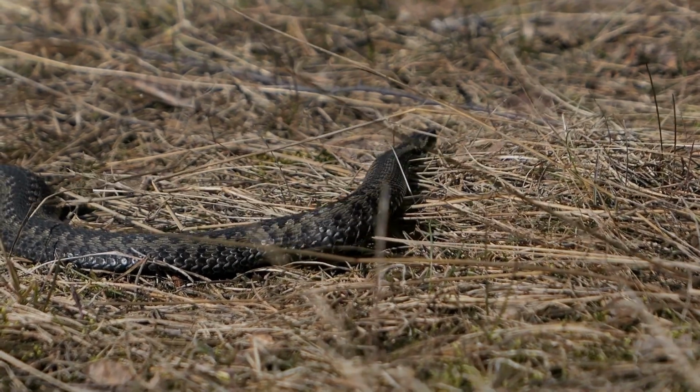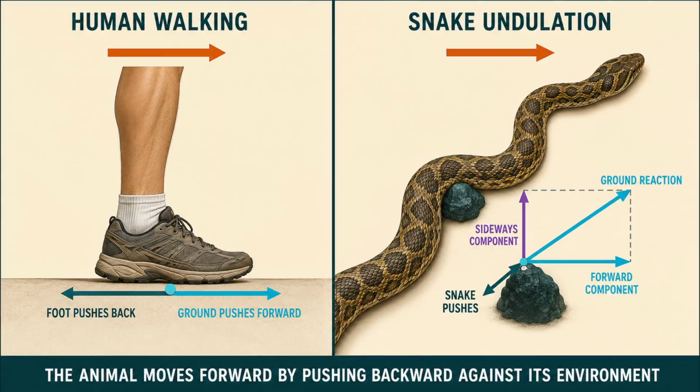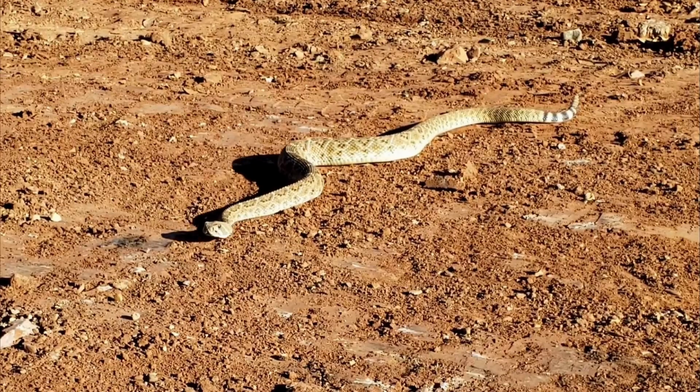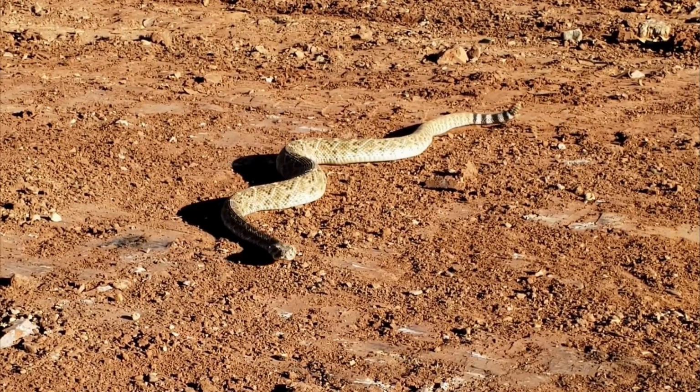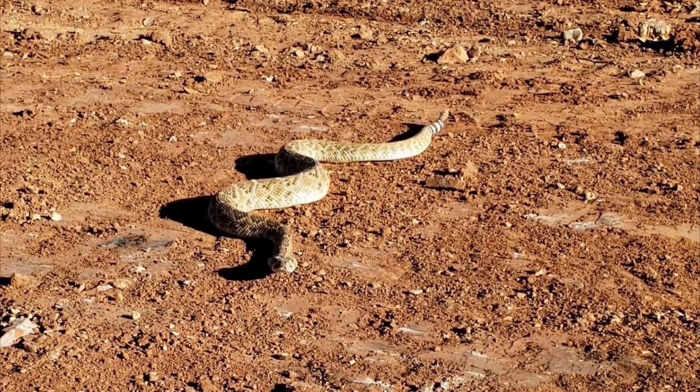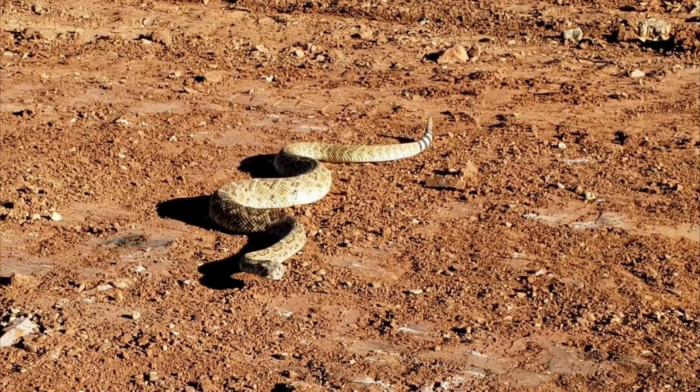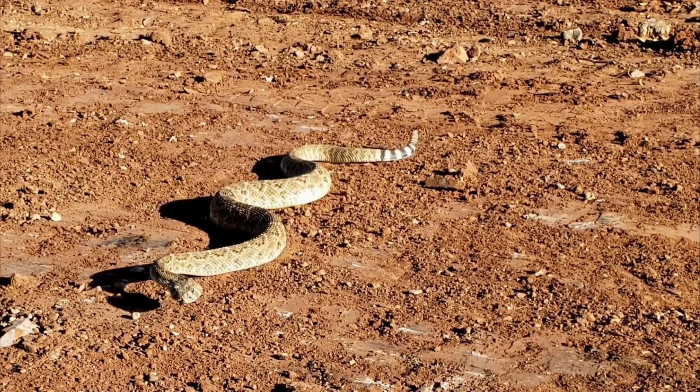The basic physics is the same as walking. A human foot pushes backwards against the ground, and the ground pushes the body forwards. A snake must create the same reaction force, using bends, scales, and different regions of its body. The most familiar method is lateral undulation, the classic serpentine movement usually described as slithering. A wave of bends travels backwards from the head towards the tail.